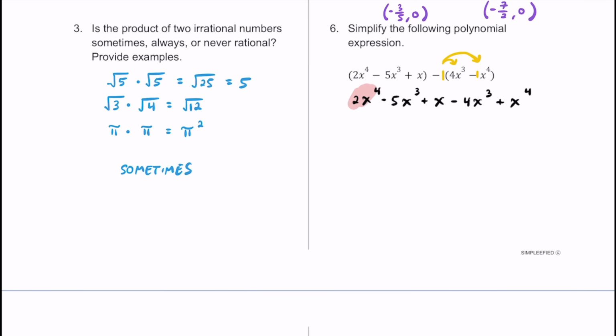Now we should probably write our answer in standard form, so let's go ahead and combine the terms that have the same highest power here. So 2x to the 4th plus 1x to the 4th, that's going to be 3x to the 4th power. And then this negative 5x cubed minus 4x cubed, that's going to combine to make negative 9x to the 3rd power, 9x cubed. And then finally we have this 1x here. It doesn't have any like terms, so we can just write plus x. So this would be the most simplified version to write this polynomial expression.